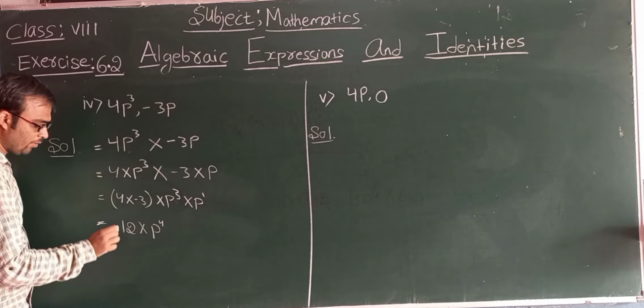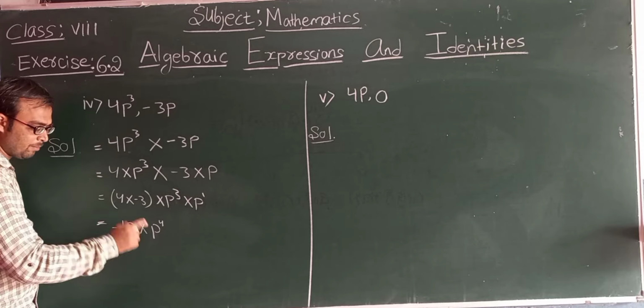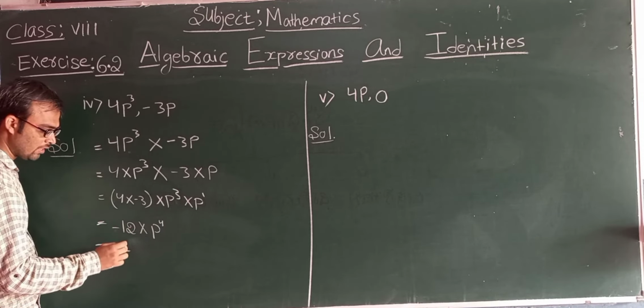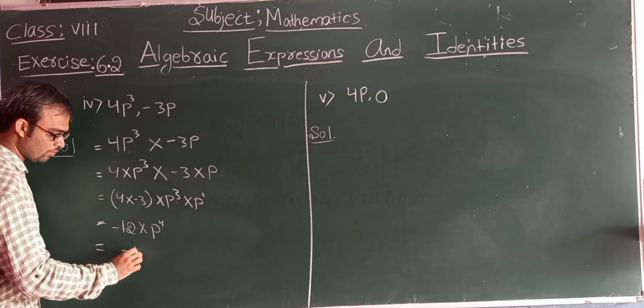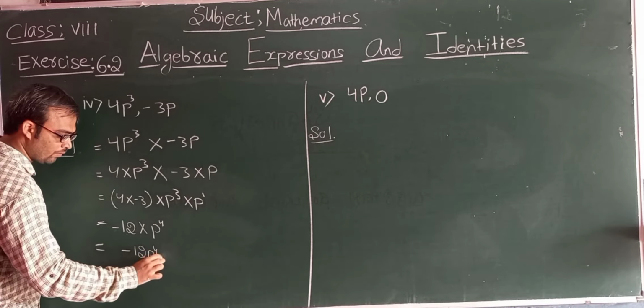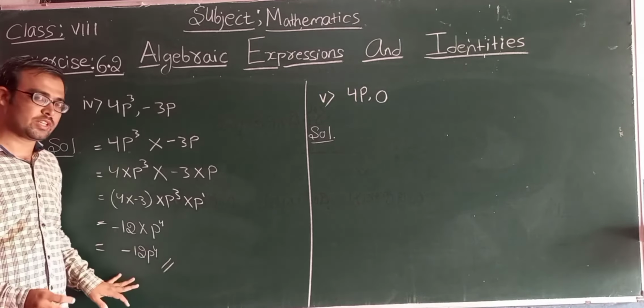Now here minus is there and here plus is there. So minus into plus is what? Minus 12 into P to the power 4, that is minus 12 P to the power 4. Okay, so this is the solution for the given problem.